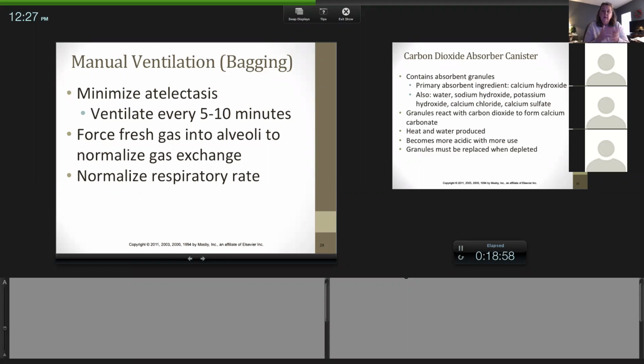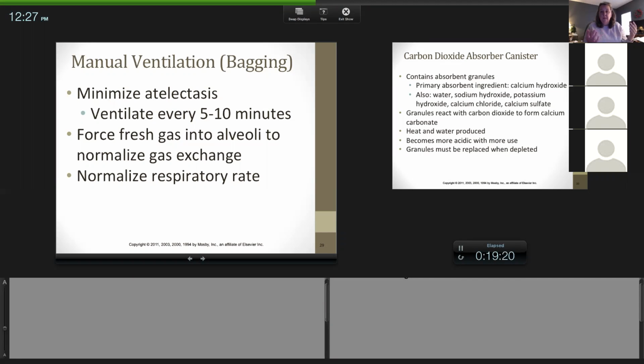And so if I have a patient that's 35 to 45, once every 5 to 10 minutes is potentially adequate. But if I have a patient that's 50, 55, 60, 65, I've had patients in the 80 and 90 range for CO2, I'm bagging them a lot more often. So that's what really drives it.